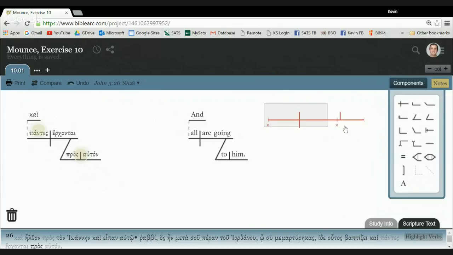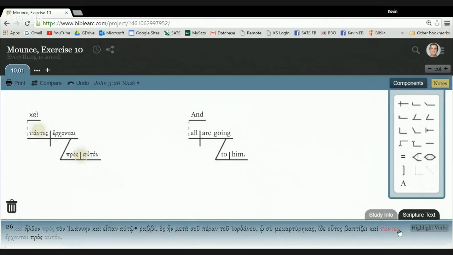Essentially what we do is look for those three elements and build up our understanding of the grammar of the sentence around that. So if we take our first sentence, which is John 3:26, I think, what Mounts has done is extract just the last phrase here, kai pantes erchontai pros auton. You can see the verse just at the bottom. It's a little bit obscured. Kai pantes erchontai pros auton. This is a pretty straightforward one.